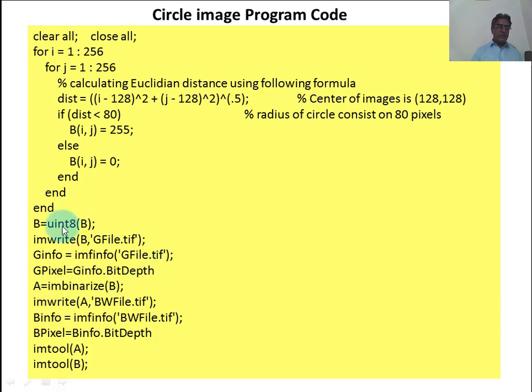Similarly, this was the gray image, and we create the binary image. Im2bw is a function.